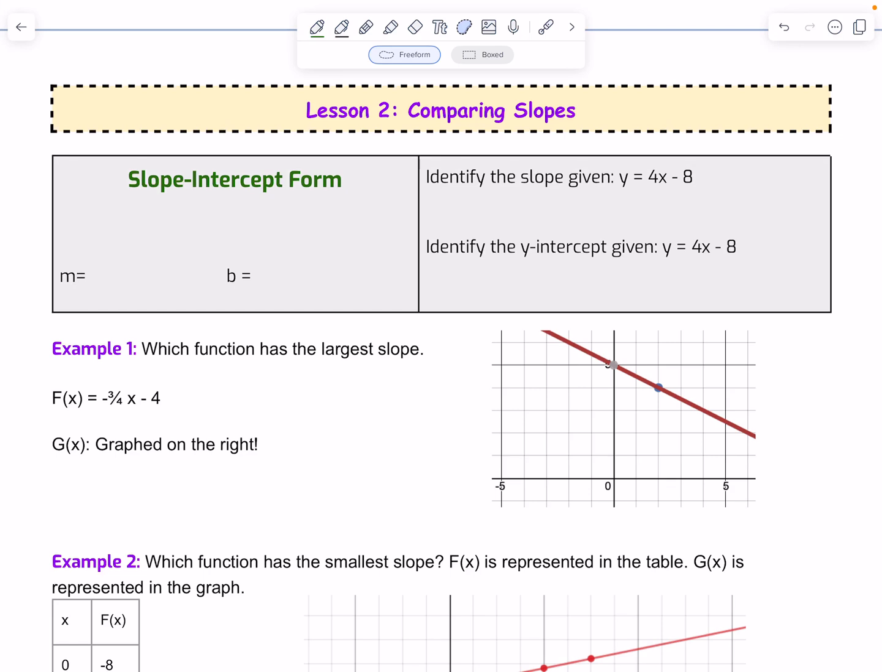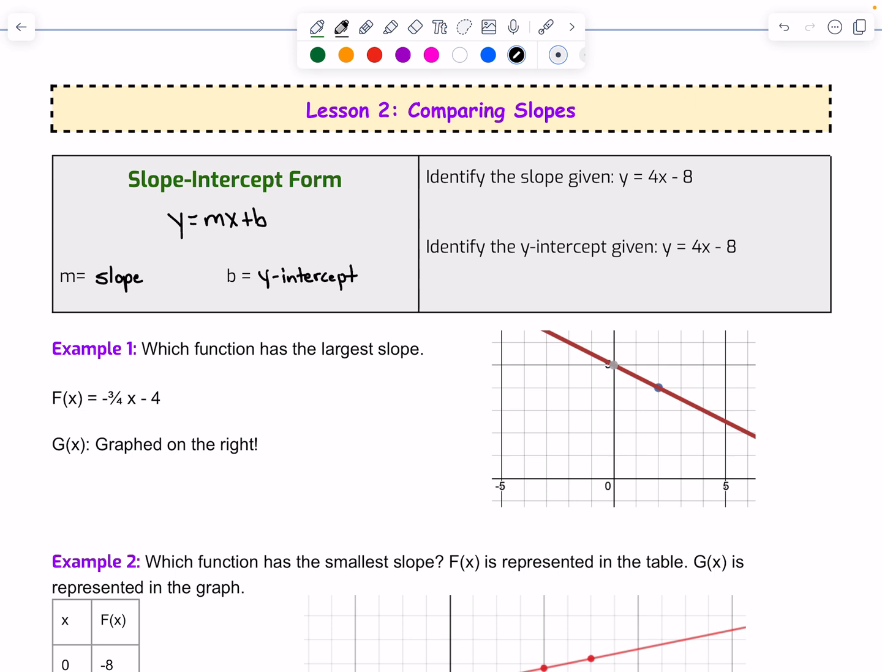In this video, let's take a look at comparing slopes. So first we're going to write down the slope-intercept form of a line. That's y = mx + b, where m is the slope and b is the y-intercept.